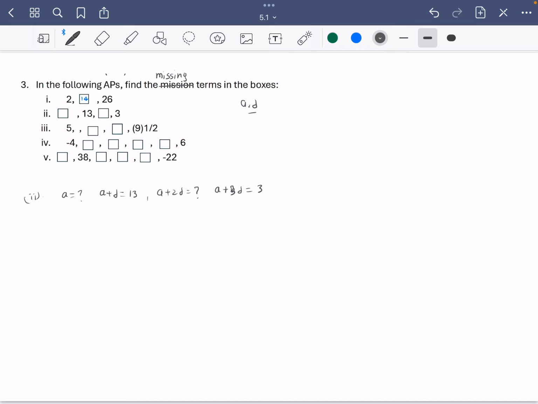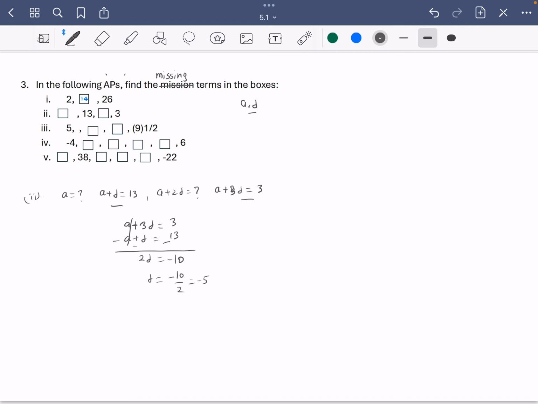Now we can use the elimination method here and find out a and d. So this one and this one, I'll subtract a plus d from a plus 3d. a plus 3d is going to be 3, and a plus d is 13. 3d minus d is going to be 2d. 3 minus 13 is going to be negative 10. So d is going to be negative 10 over 2, negative 5.